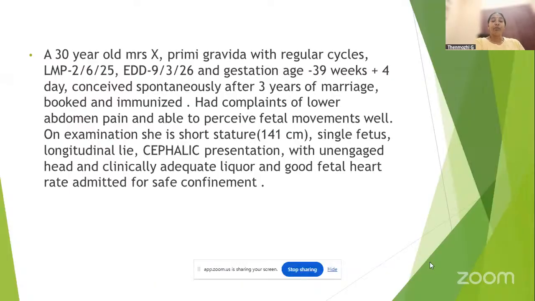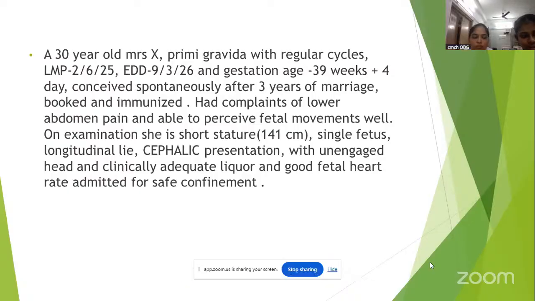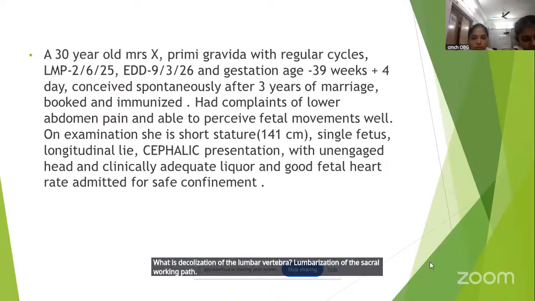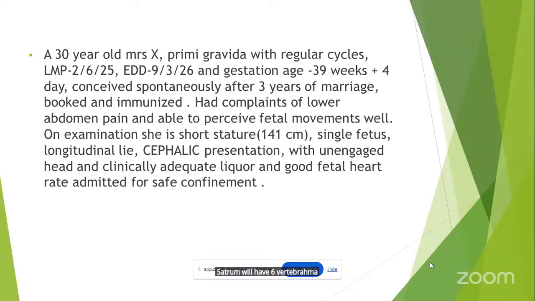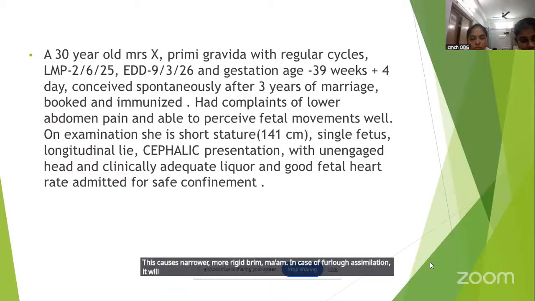I'm asking about another thing. What is high assimilation pelvis? What is low assimilation pelvis? What is sacralization of the lumbar vertebra? Lumbarization of the sacral vertebra. Ma'am, in high assimilation pelvis, the sacrum will have 6 vertebrae. This causes a narrower, more rigid brim, ma'am. In case of low assimilation, it will be a shallower type of pelvis.